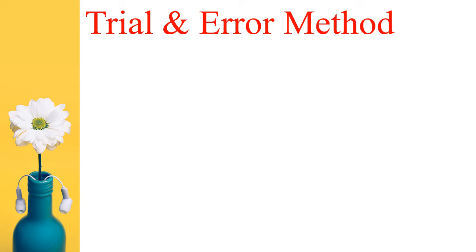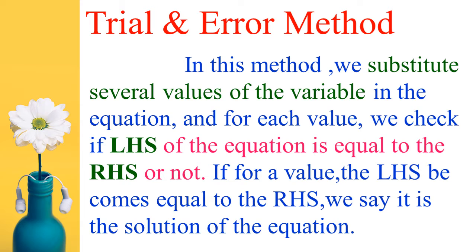First let us see what is a trial and error method. In this method, we substitute several values of the variable in the equation, and for each value we check if the left hand side of the equation is equal to the right hand side or not. If for a value the left hand side becomes equal to the right hand side, we say it is the solution of the equation.